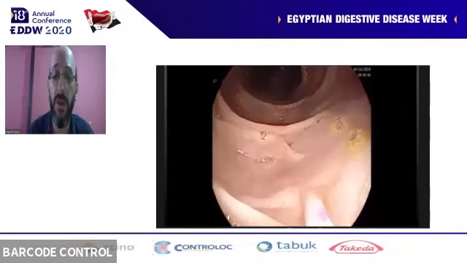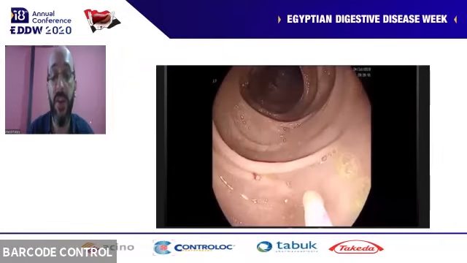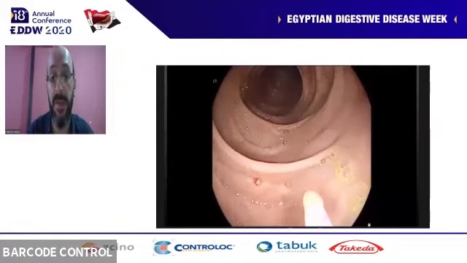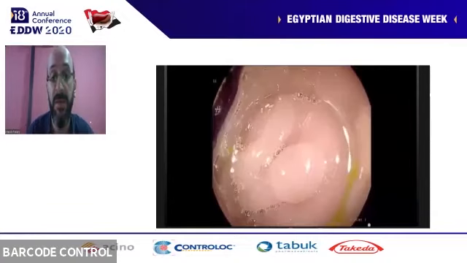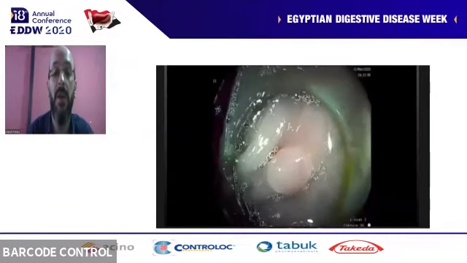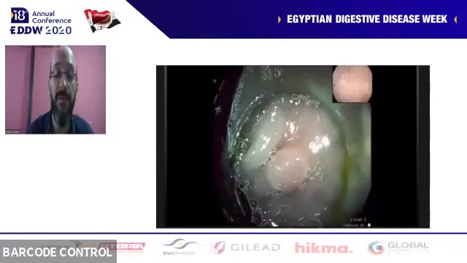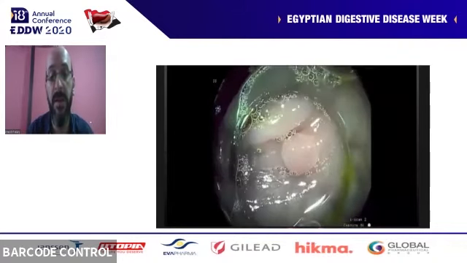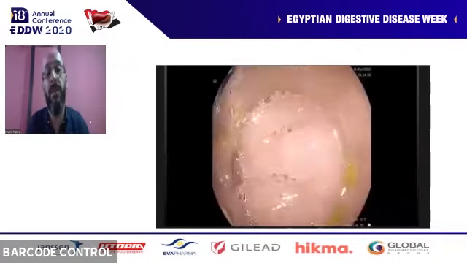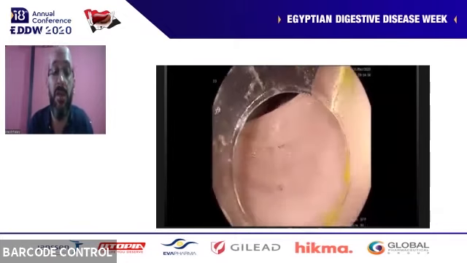You can also do the same technique after injection of submucosal saline mixed with methylene blue, like this lesion. Methylene blue does not have much advantage in this situation, but you can show the border of the polyp after injection, especially if the lesion or the polyp is a little bit flat.